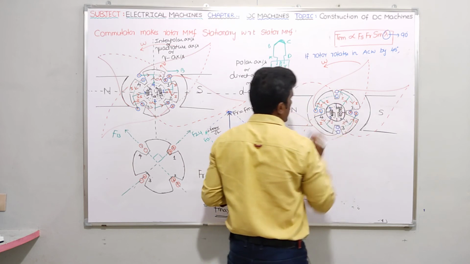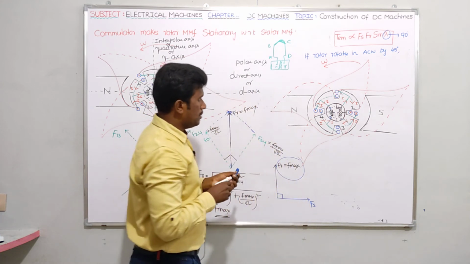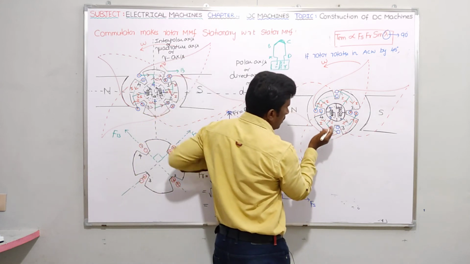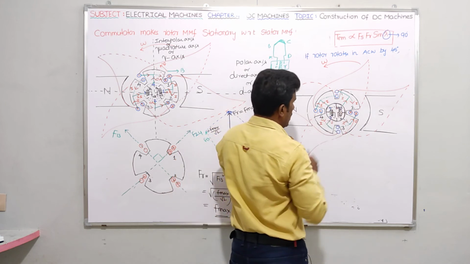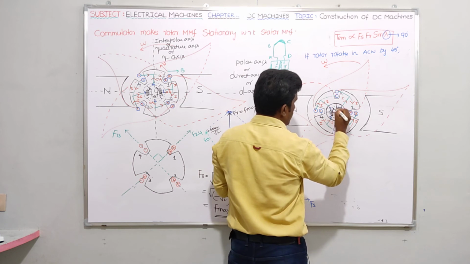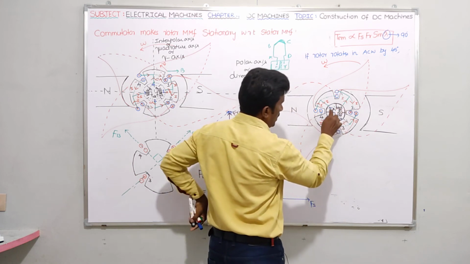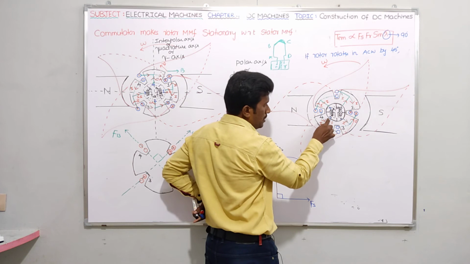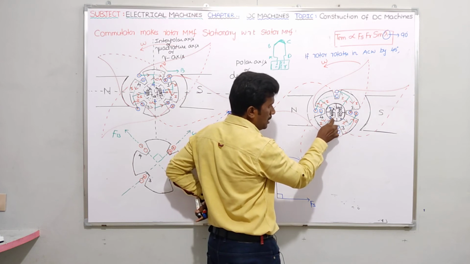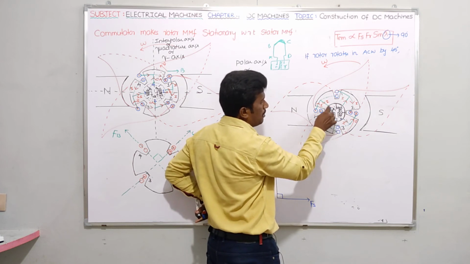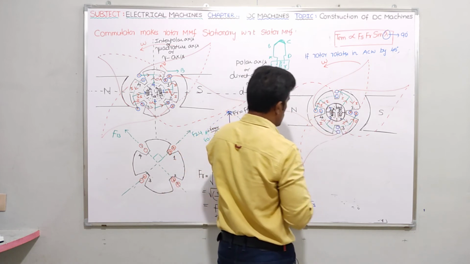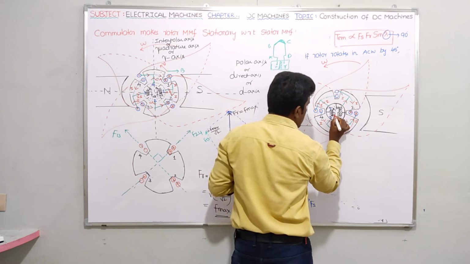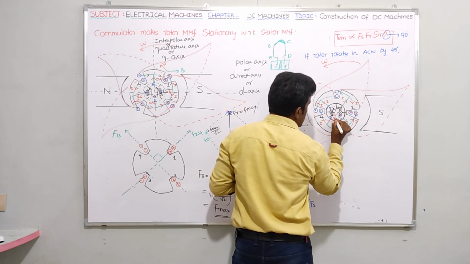Now let me decide the direction of current here. Tell me, what is the total current from this brush B1? It is connected to segment number 4 and segment number 3. Current entering segment number 3 is I amperes, and current entering segment number 4 is I amperes. What is the total current? 2I amperes. So 2I amperes will be coming here.